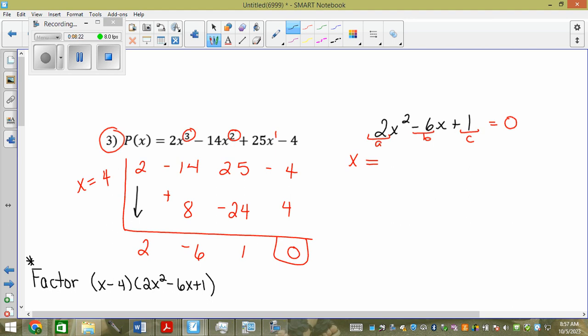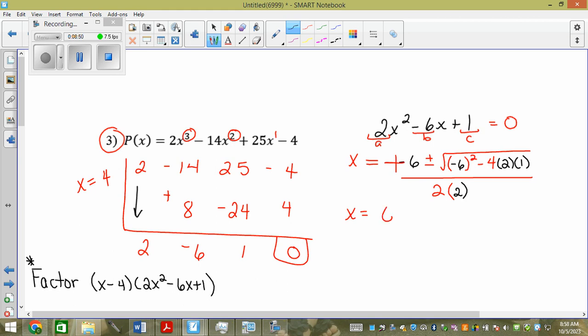And then it's negative b, so it's negative a negative 6 plus or minus the square root of b squared, so negative 6 squared, minus 4 times a, which is 2, times c, which is 1, all over 2 times a, which is 2. So I'm just inverting my numbers. And so I get x equals negative a negative 6 actually becomes a plus 6, plus or minus, and then I do what's underneath here. So I get 36 minus 8, which is what?